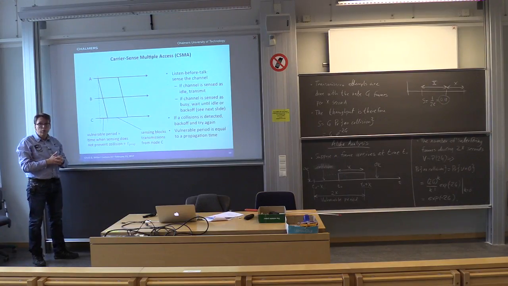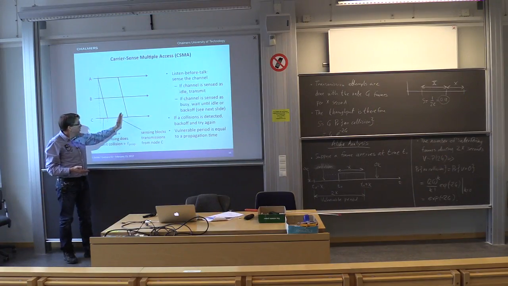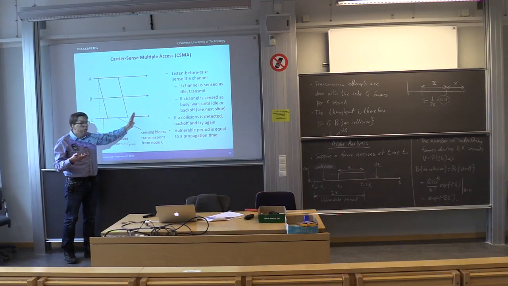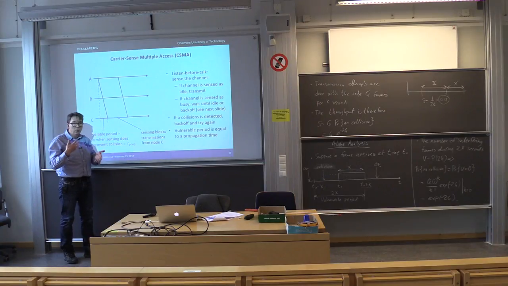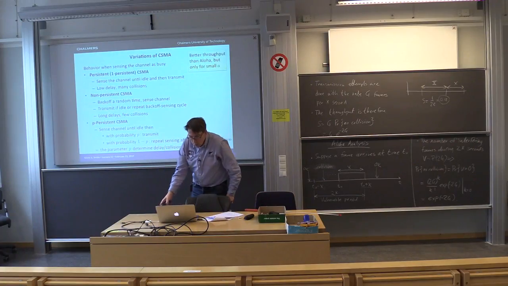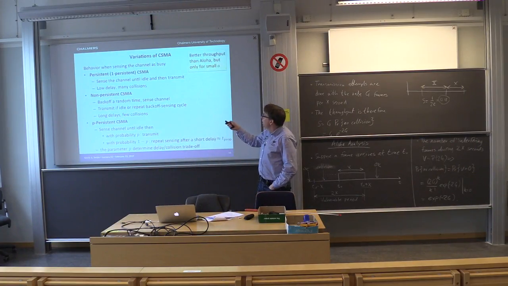And then there is a third option which is called P-persistent CSMA, where we sense the channel, and when it's free, we don't automatically transmit. We only transmit with a certain probability, which is called P. And then we sense the channel a little bit later. If we don't transmit here, we sense it a little bit later and then transmit again with probability P. So it's a little bit of a mixture between these two approaches. So what I said in words here are the variations of CSMA. We have persistent, non-persistent, and P-persistent CSMA.